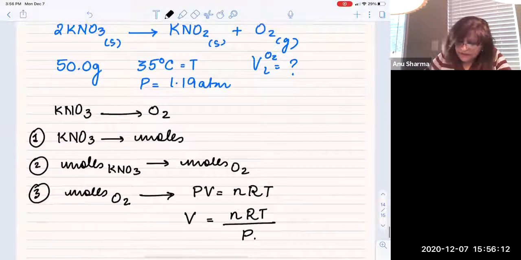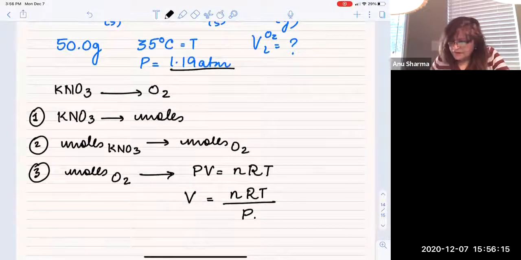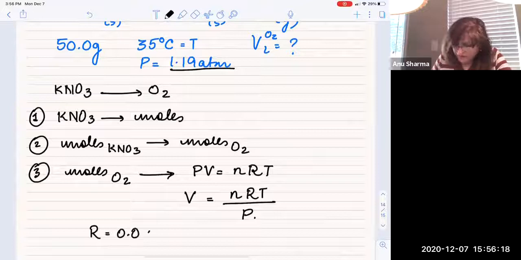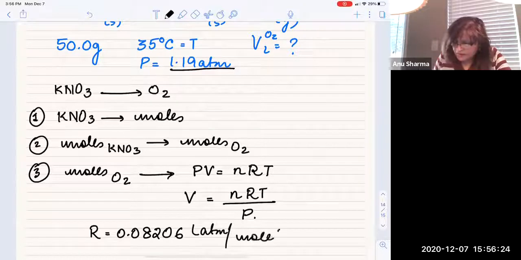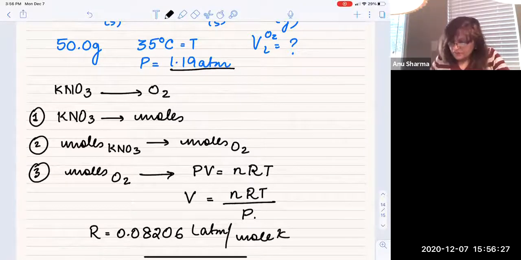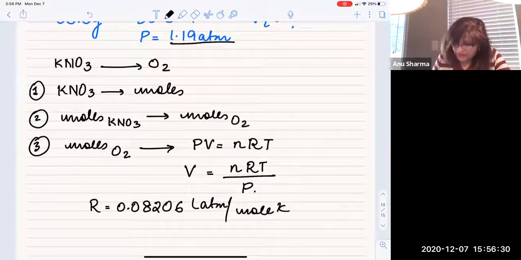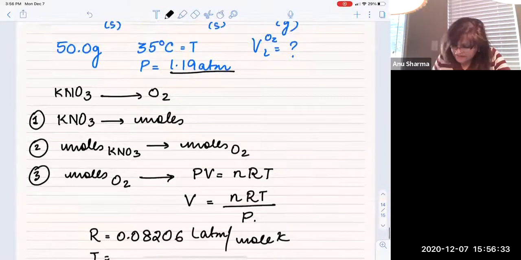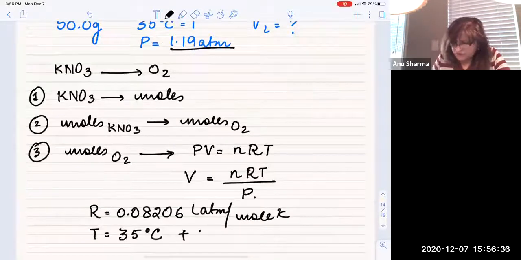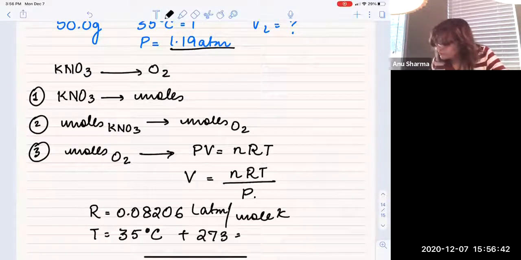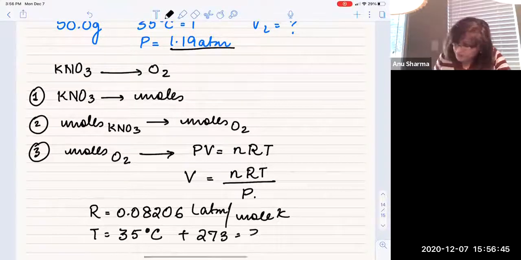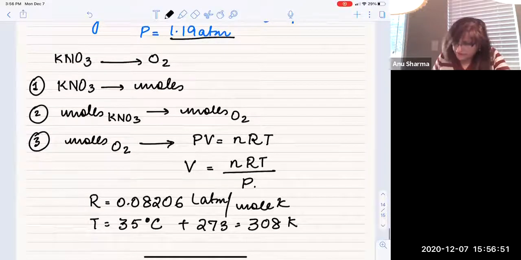If you look at it, we are given the pressure in atmosphere. So the value of R is 0.08206 liter atmosphere per mole K. The temperature you are given is 35 degrees Celsius, so make sure that you convert that to Kelvin. 273 plus 35 gives you 308 Kelvin. Very good. And you are given the pressure already in atmosphere, no need to change it.